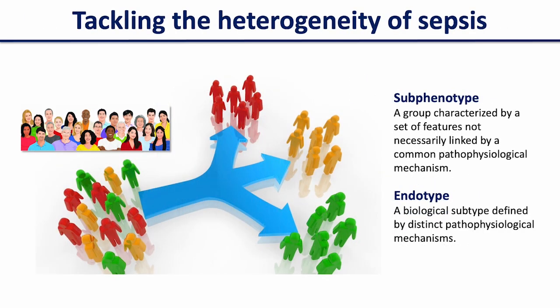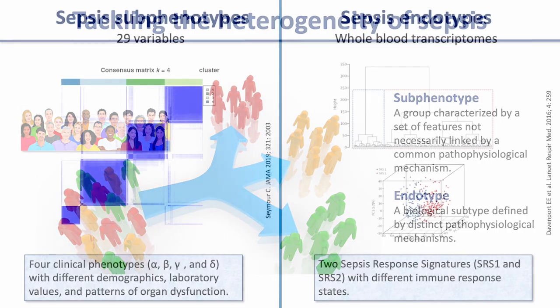Several unbiased approaches have been used to stratify sepsis patients into more homogeneous subgroups. The terminology that has been used in literature varies. In this lecture, I will use the term subphenotype to indicate a group that is characterized by a set of features that is not necessarily linked by a common pathophysiological mechanism, whereas I will use the term endotype to indicate a biological subtype defined by distinct pathophysiological mechanisms.